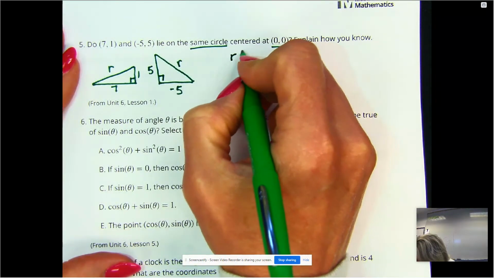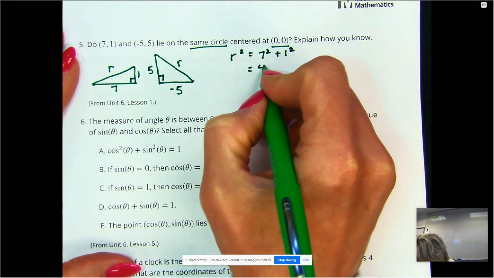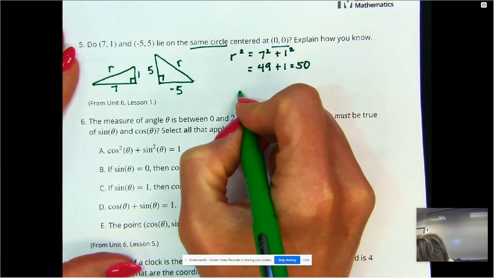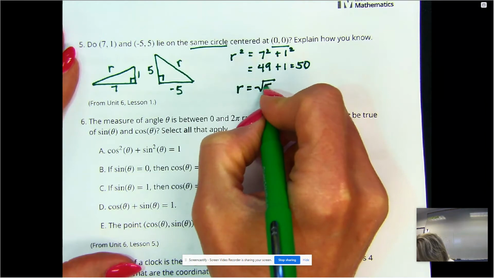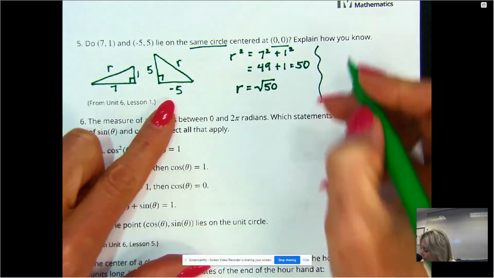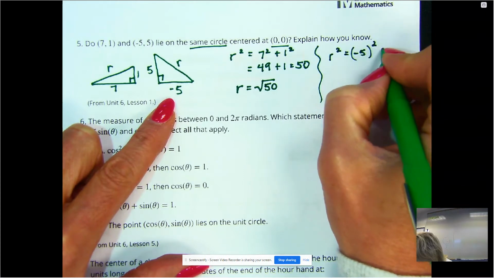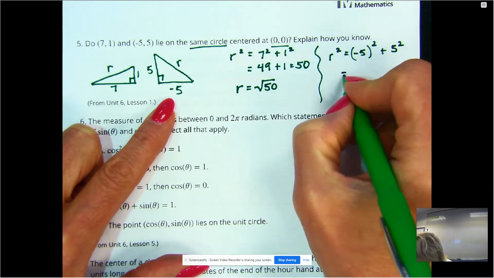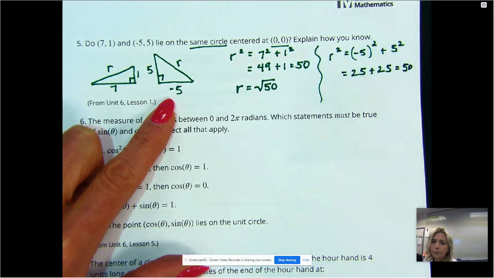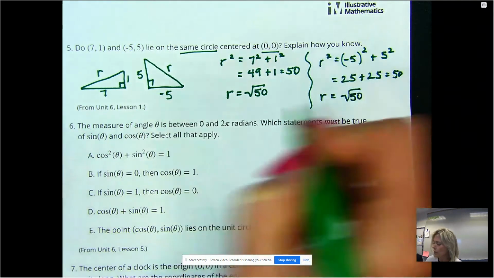For the first one, r squared equals 7 squared plus 1 squared. That's 49 plus 1, which is 50. So if r squared is 50, then r is equal to the square root of 50. On the second one, r squared equals (-5) squared plus 5 squared. That's 25 plus 25, which is 50 again. And so the radius is equal to the square root of 50. So the answer here is yes.